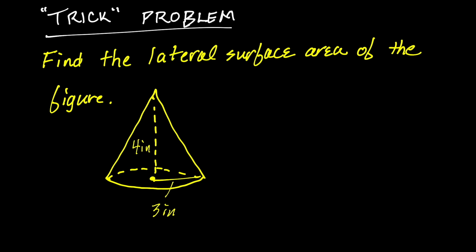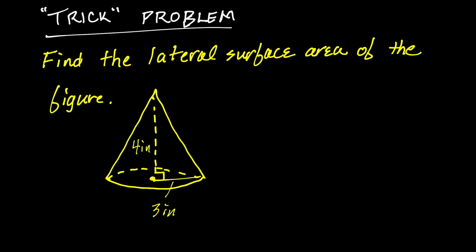So some will see this as sort of a trick problem, and that's why I wrote trick in quotes. A trick problem. We have a cone here, and we're going to find the lateral surface area of the cone. But notice we do not know what this piece right here is. We don't know the slant height of this cone. So we have to find some way to figure that out. If only we could do that. And the answer is, yeah, you betcha we can.